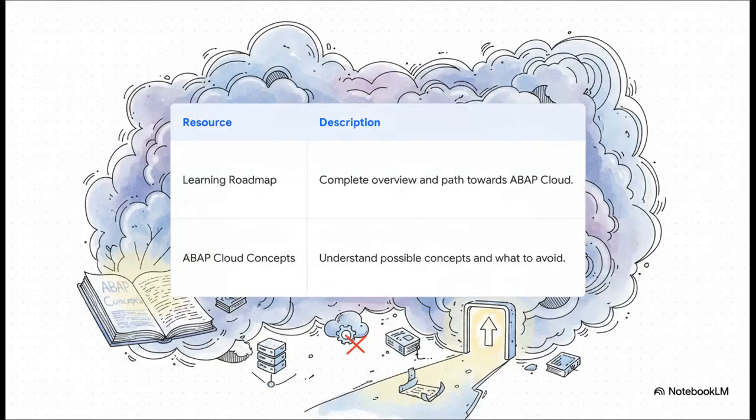If you want to keep learning on your own, definitely check out the official Learning Roadmap first. It gives you the complete picture. After that, dive into the ABAP Cloud Concepts documentation. That'll help you really get what you can do, and maybe more importantly, what old habits you can't do anymore. These are your best starting points, for sure.